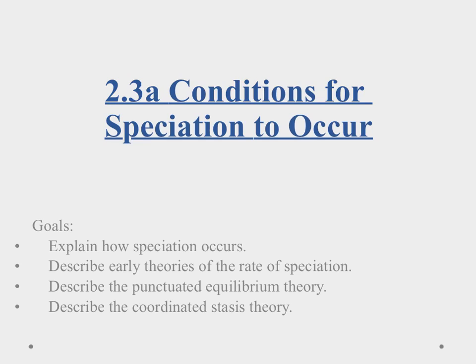Today we are going to talk about how speciation occurs. We're also going to compare three different theories on the rate of speciation. So we'll talk about punctuated equilibrium and the coordinated stasis theory as well as what it was before.